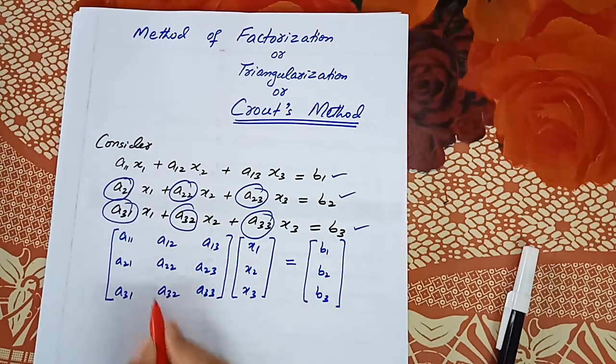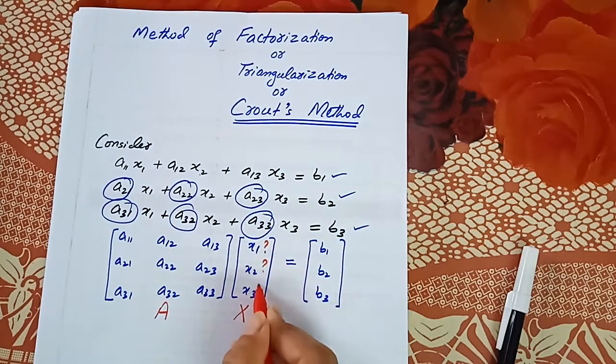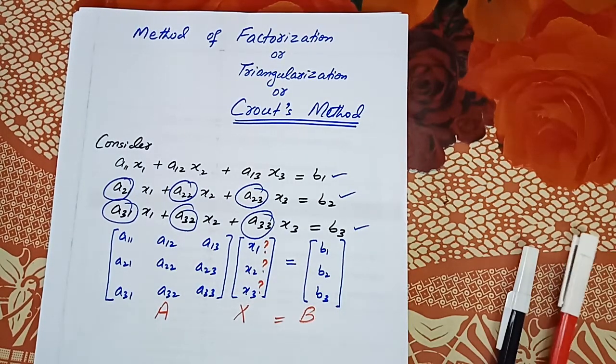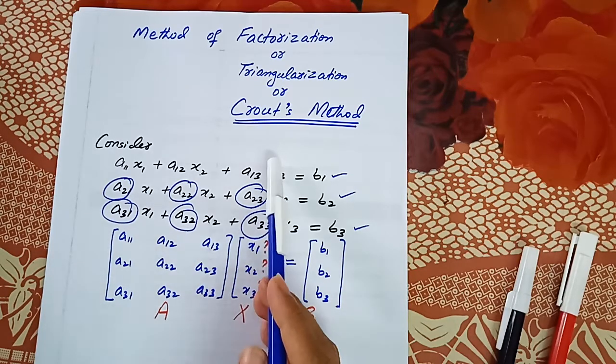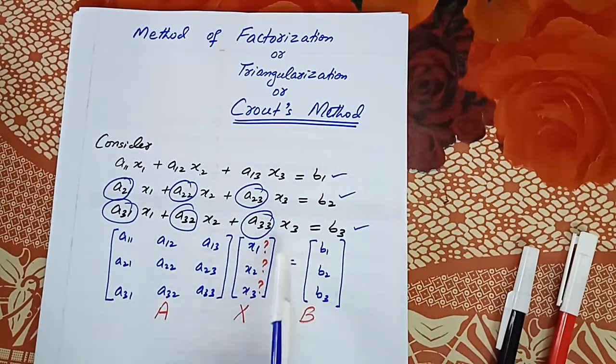The first matrix is your A matrix. This is your X matrix that we need to know basically. We don't know these values. Basically we're finding these values of x1, x2, and x3. And this is equal to some third matrix that is said to be the B matrix. Now to solve the system of linear equations using factorization, triangularization, or the Crout's method, we need to know what your A matrix, your X matrix, and your B matrix are.